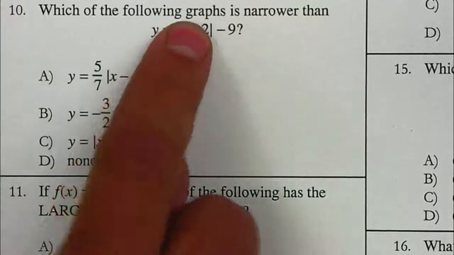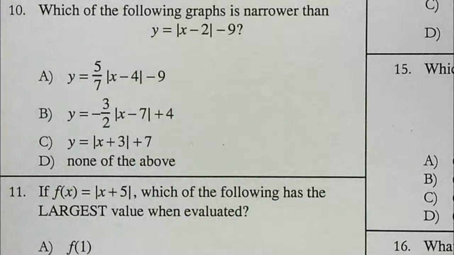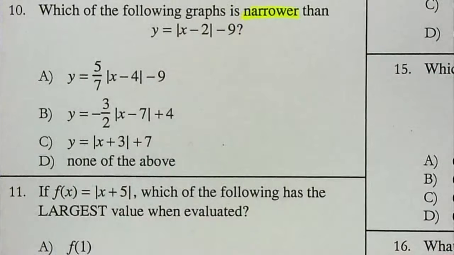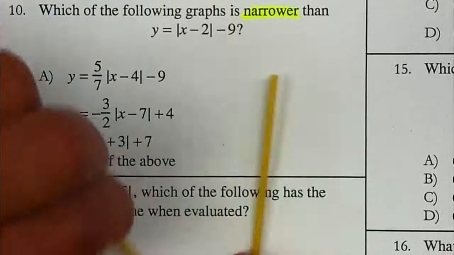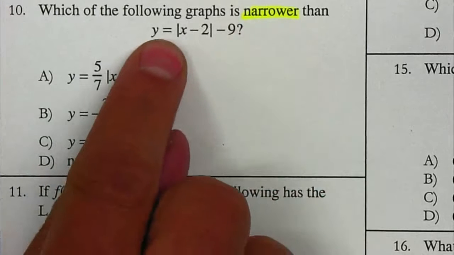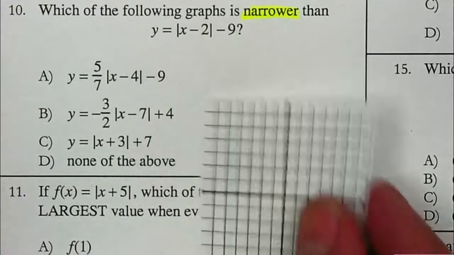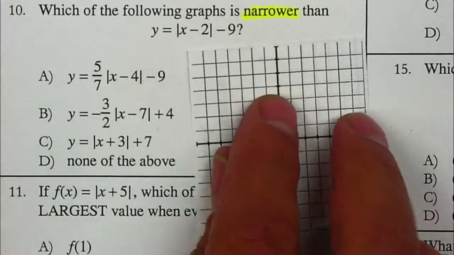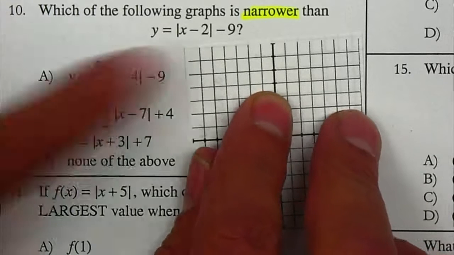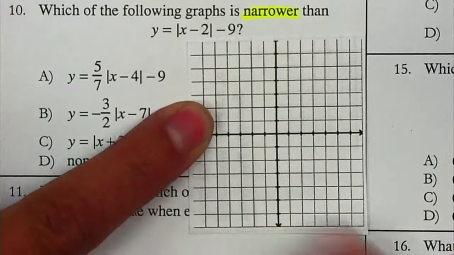Which of the following graphs is narrower than this graph? So I'm looking for one that is narrow. Now, one of the things that you have to remember is that we can do it graphically, such as using the graph from number 16, or just building our graph, or doing it on a separate piece of paper. If you're going to do it on a separate piece of paper, make sure you show me some type of work. But for now, you can go ahead and build it on number 16.